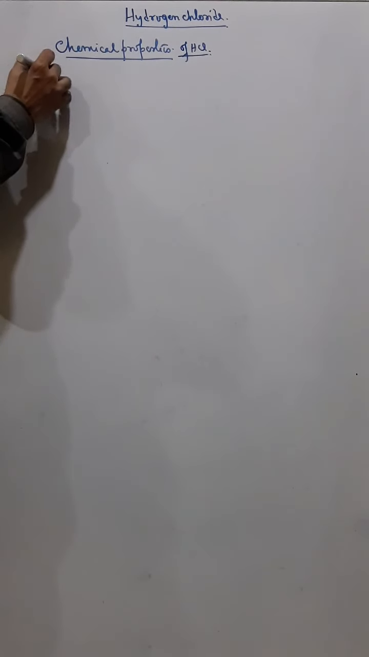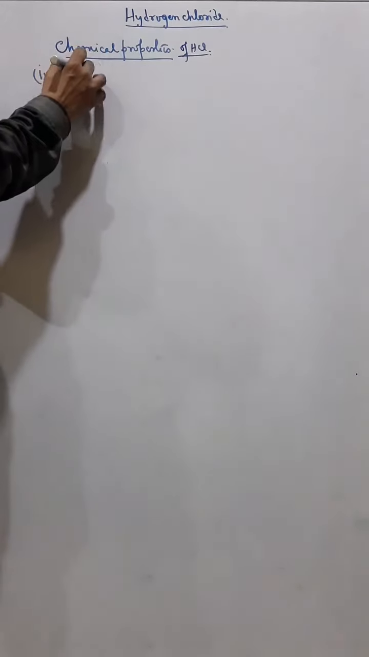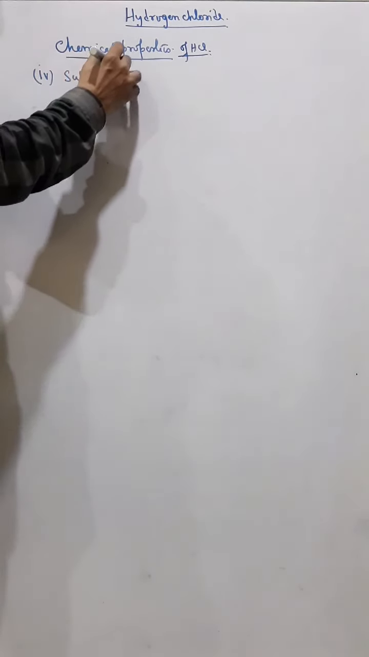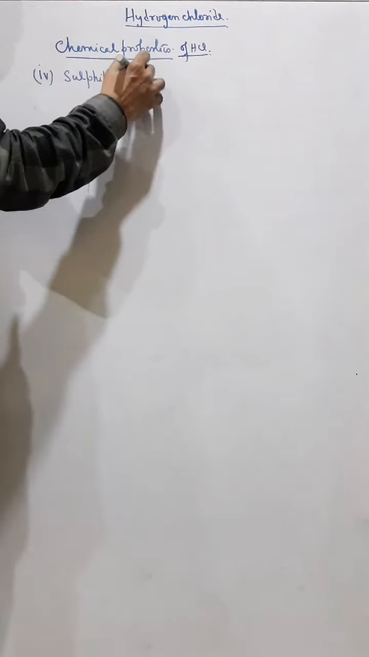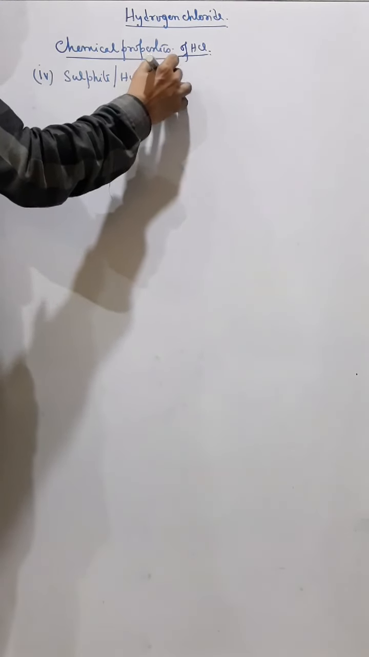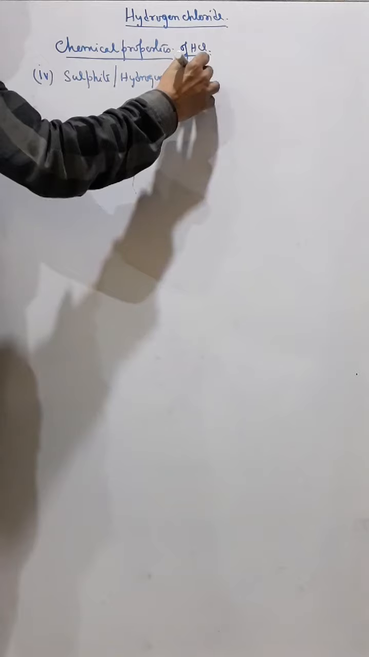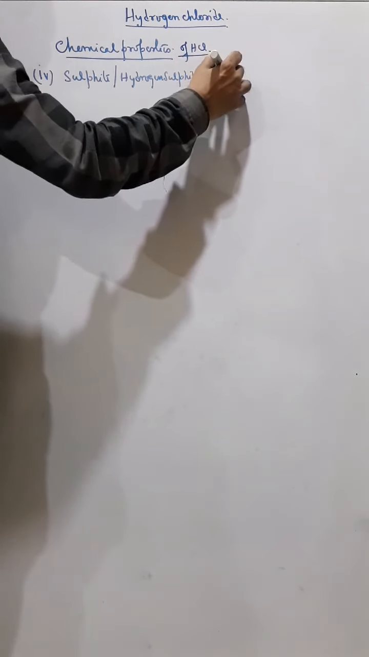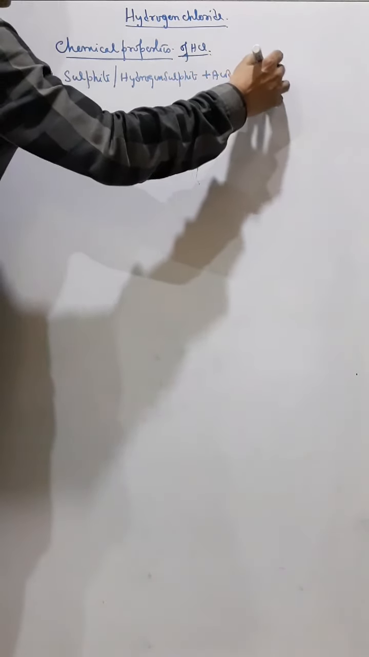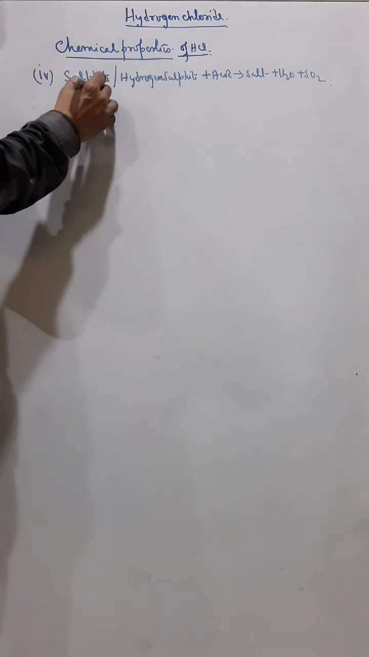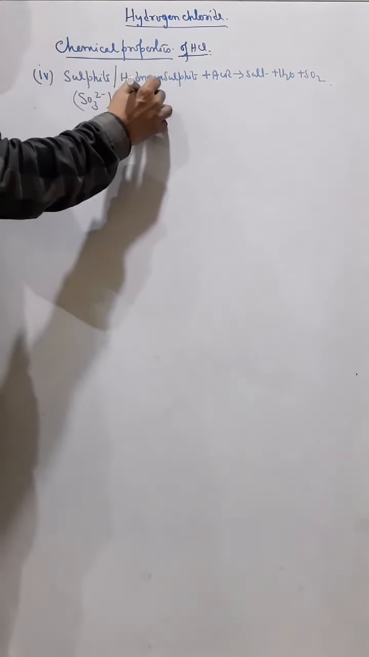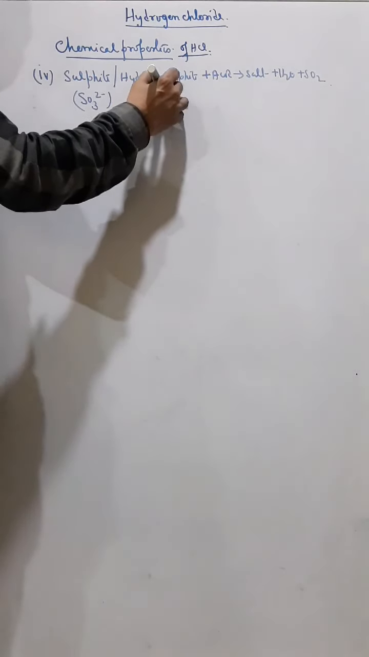Okay, now the fourth one is sulfite or hydrogen sulfite plus acid will give you salt plus water plus sulfur dioxide. Okay, so salt plus water plus sulfur dioxide. Sulfite is SO3 2 minus, hydrogen sulfite is HSO3 minus 1.